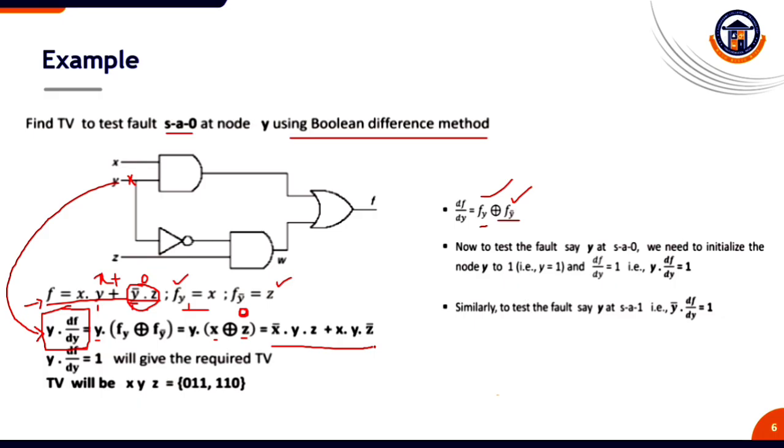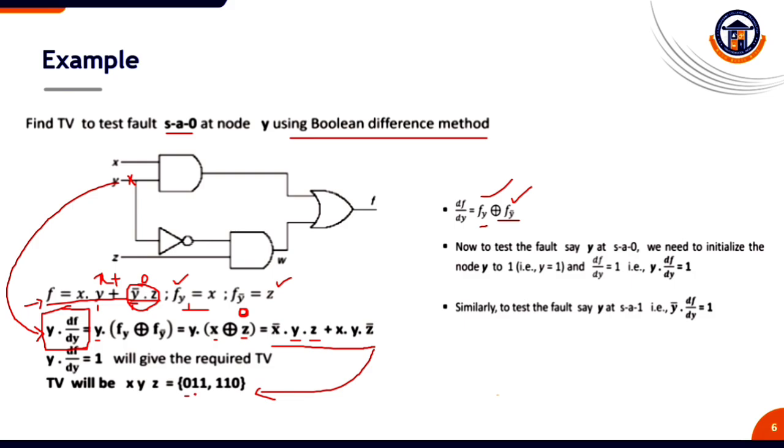From this expression we can find the test vector. The expression is x bar dot y dot z plus x dot y dot z bar. Instead of x bar we can substitute the value 0, and what remains is y and z.